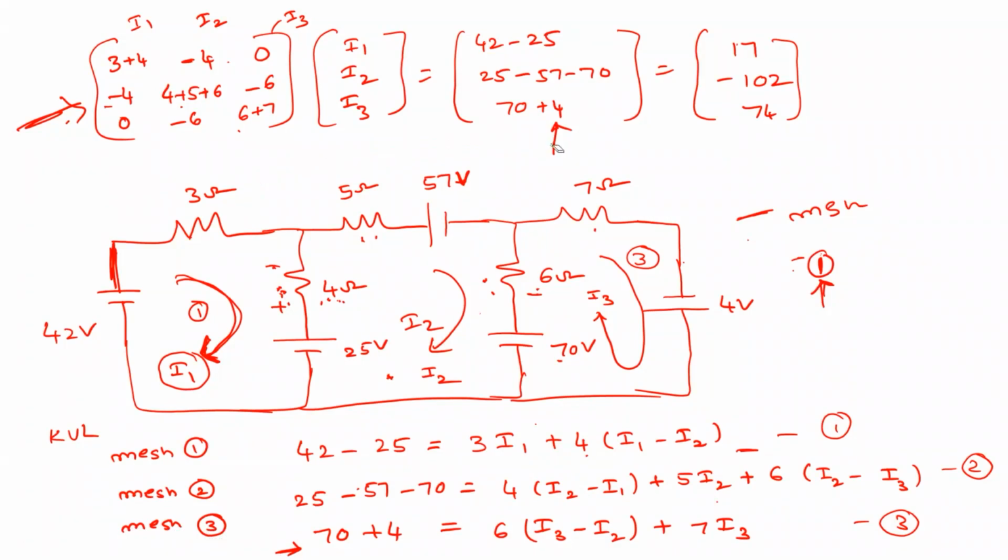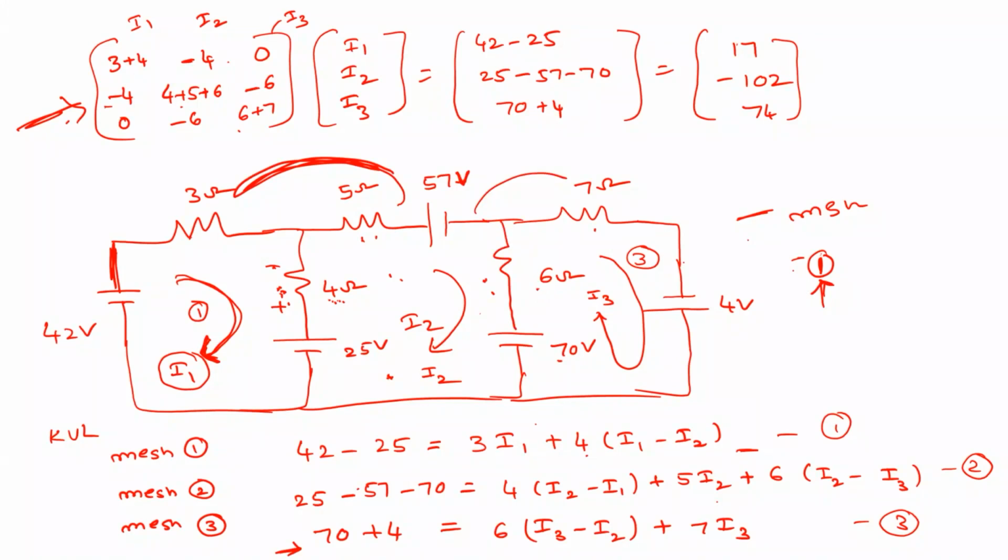Similarly, in the second mesh, the first element is what is common between 2 and 1? This 4 ohm, so with minus sign. The second element is its self resistance, 4, 5, 6. Next, what is common between 2 and 3? The 6 ohm resistor, so minus 6. Why minus sign? Because the current is flowing in the opposite direction.